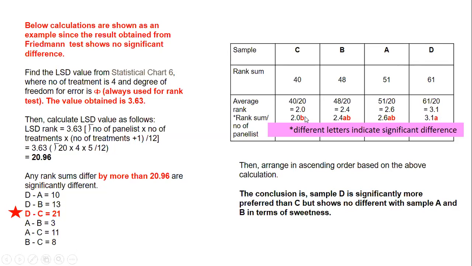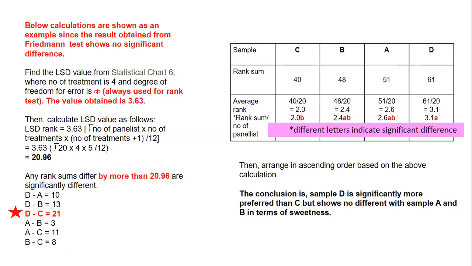However, D is not different from A and not different from B, because here got A, here also got A, here also got B. C is only different from D, but not different from B and A, because C got B, B got B, and A got B. All right, so that's the conclusion that you make.